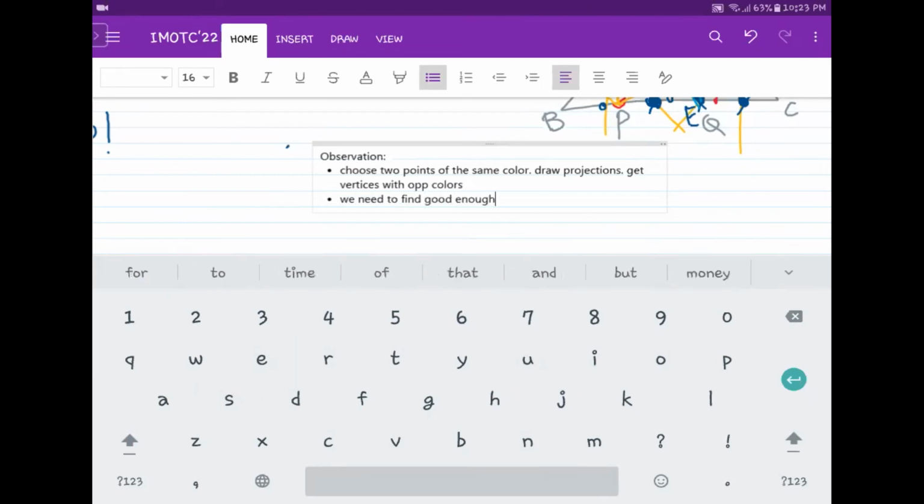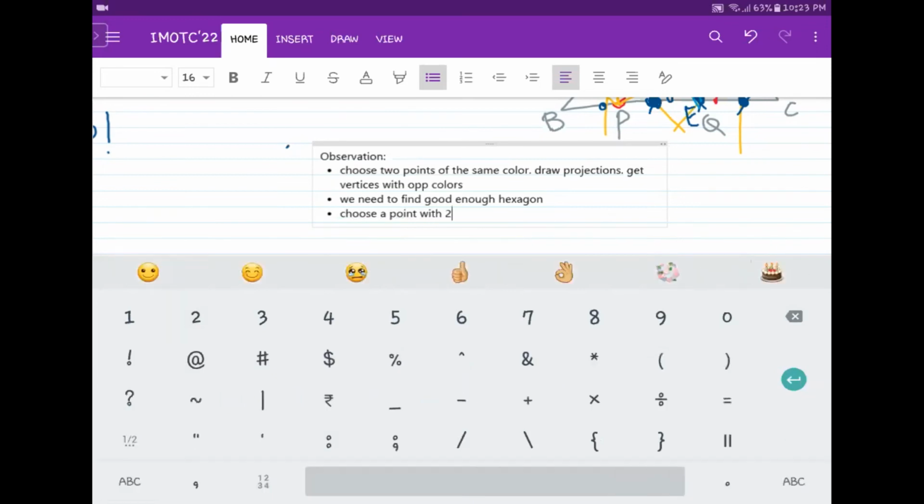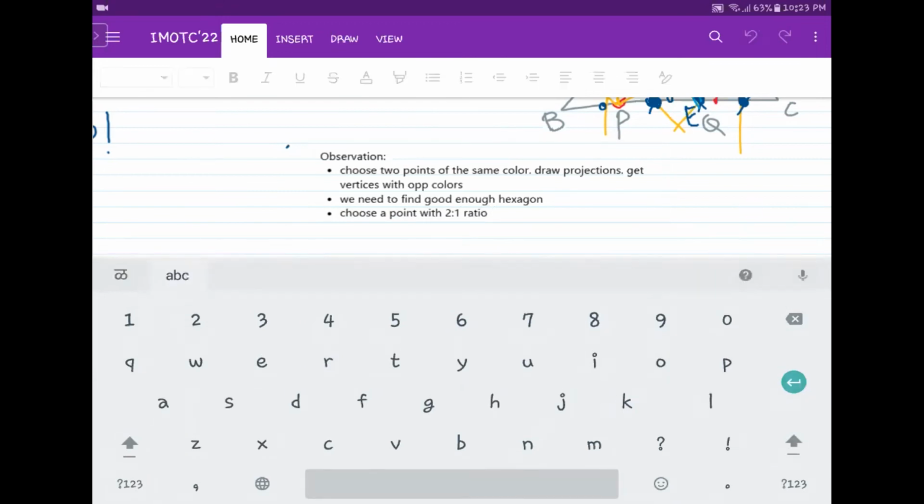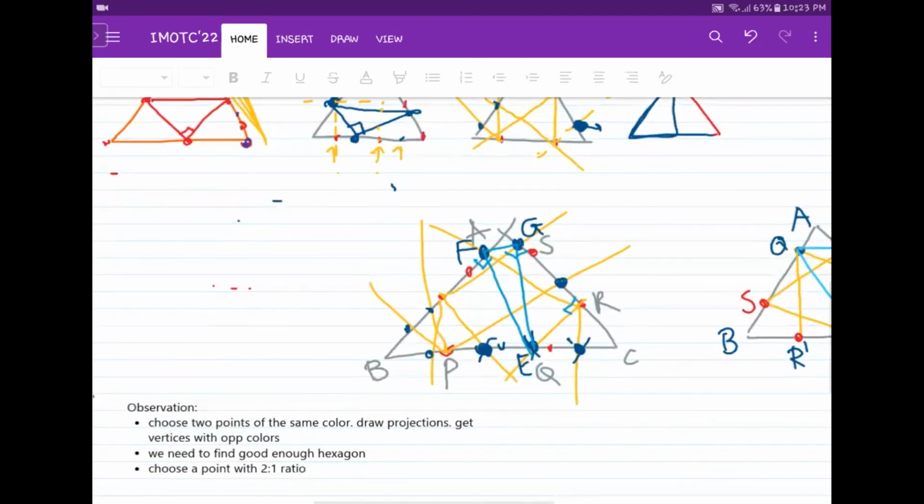Was your proof the same one? Did you just use the alternate combinatorial argument? Oh, no. My proof was exactly the same. So we needed to look for a construction here, right? Yeah. Okay, and then choose a point with 2:1 ratio. My argument was not exactly the same, but the idea was the same.